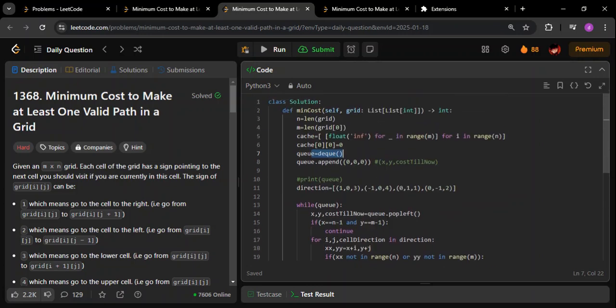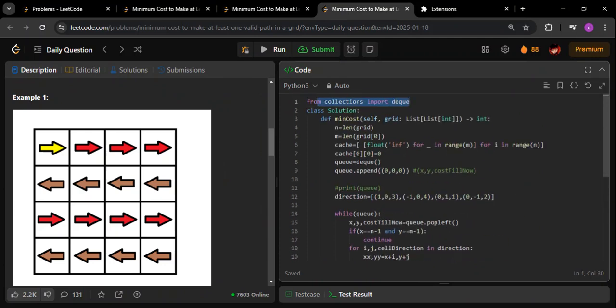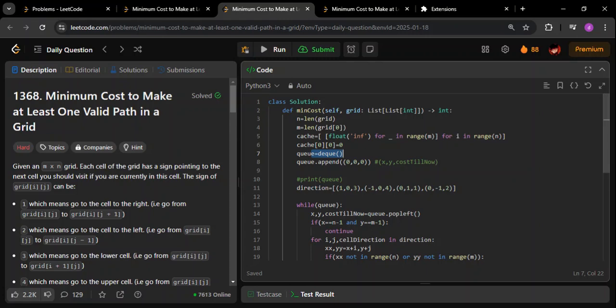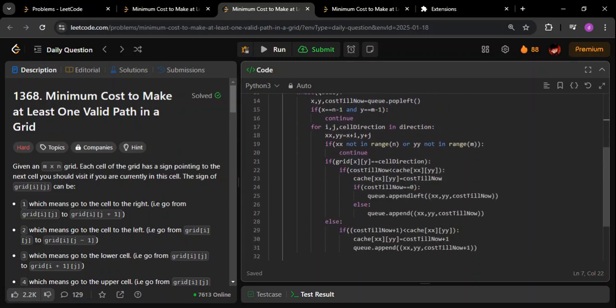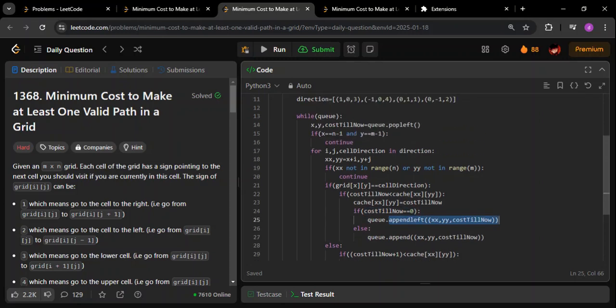So if you want to use the deque library, see this part, how you have to use it. You just have to import it from the collections library. As simple as that. Just do that and you are good to go. This was the same solution. The only difference that we made here is that, if the cost is zero, we are appending it towards the left, because we are popping from the left.